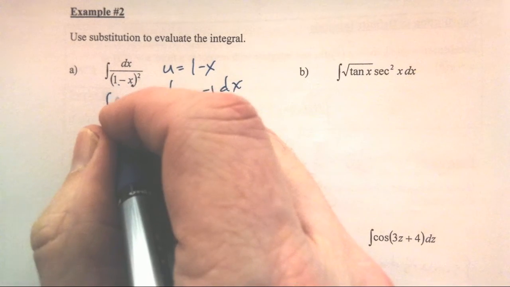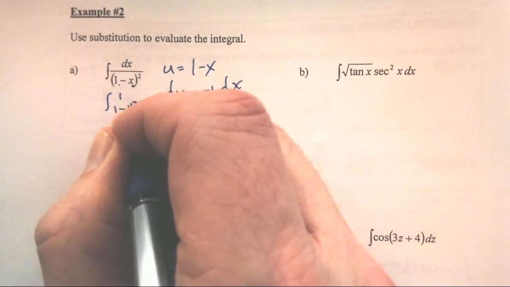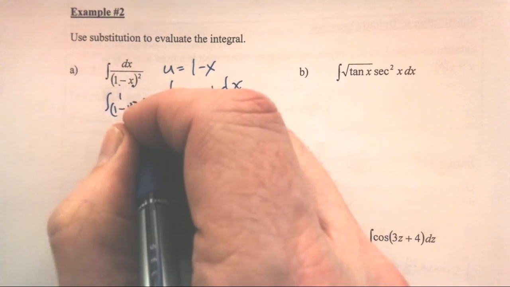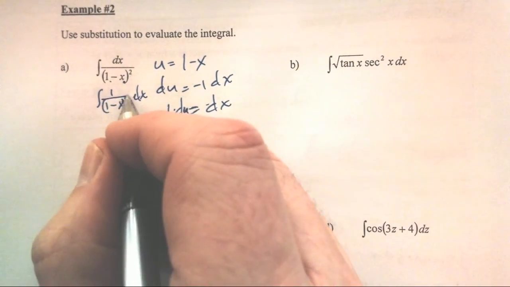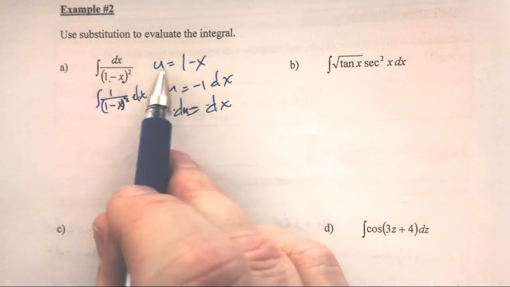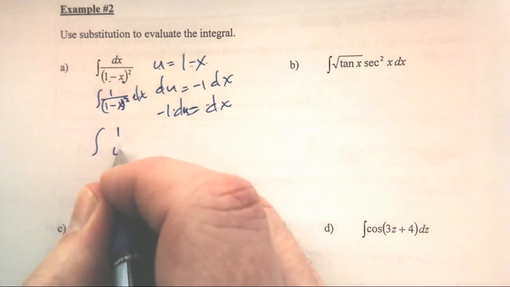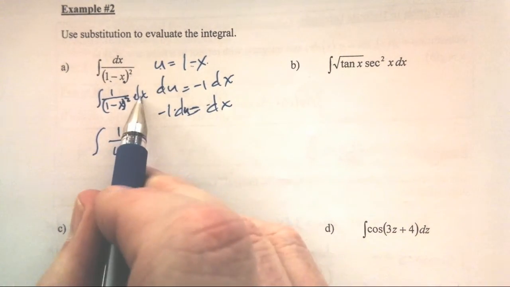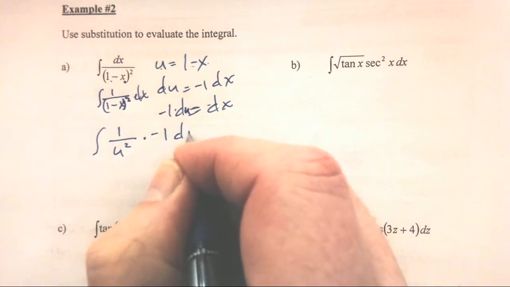Again, I'd rather this be the integral of 1 on (1 minus x) squared, need a parenthesis around there, dx. Sorry, it got a little bit messy, getting a little bit tight here. So if u is 1 minus x, then my integral becomes 1 on u squared. dx can be replaced with negative 1 du.